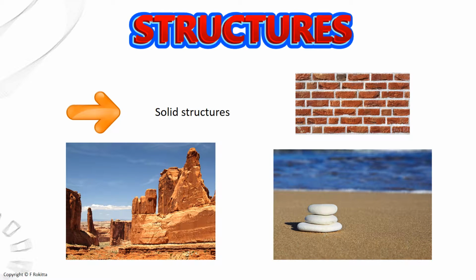Here we see some solid structures. A mountain range can be a solid structure, a wall can be a solid structure, even some rocks can be a solid structure. There are many other types of solid structures as well. You can do some research on Google to find more examples.